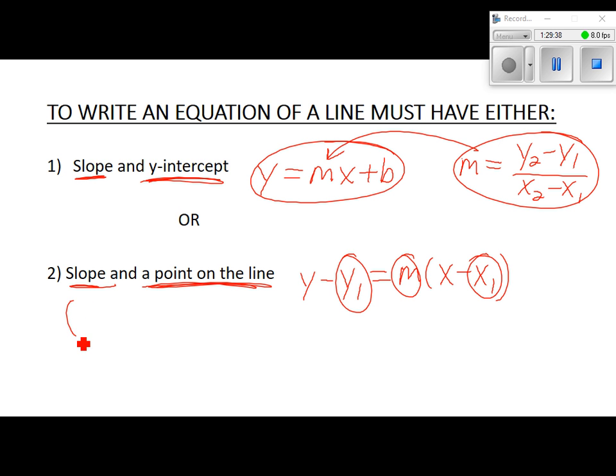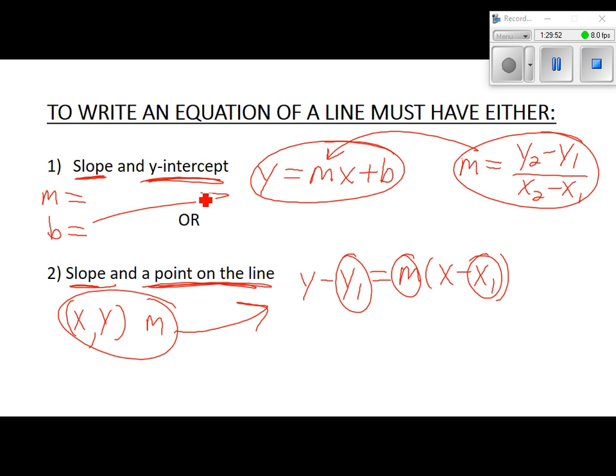So if you know a point, whatever that point is, and you know the slope, this is the easiest form to plug it into, then switch it over to slope intercept. If you know what m is and you know what b is, then this is the easiest form to write an equation in.